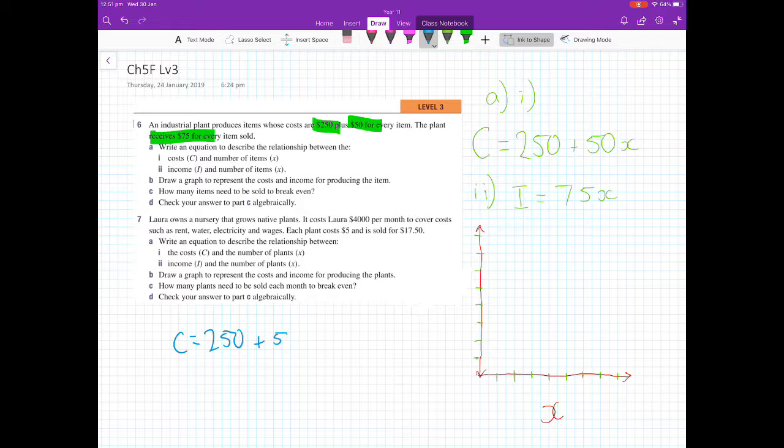Alright, our first equation we've got C equals 250 plus 50 X's. Let's put X as 0, C is 250. So when X is 0, C is 250 up the line. So I'm going to throw in 100, 200, 300, etc. Our 250 is between the 2 and the 300. There's our first one. Let's throw another number in.